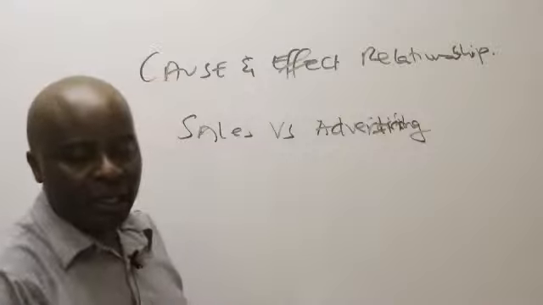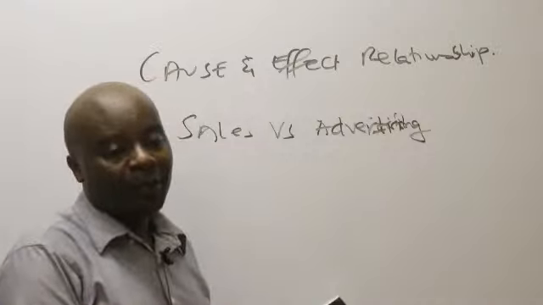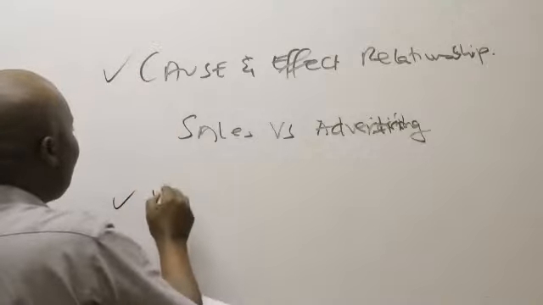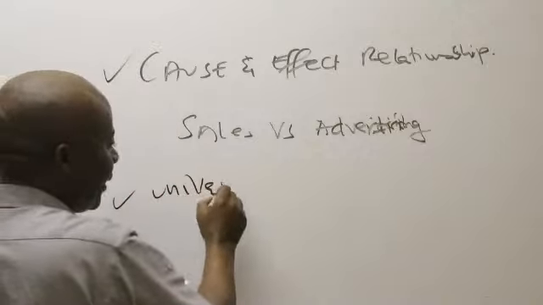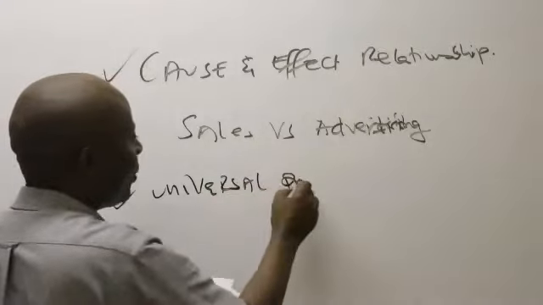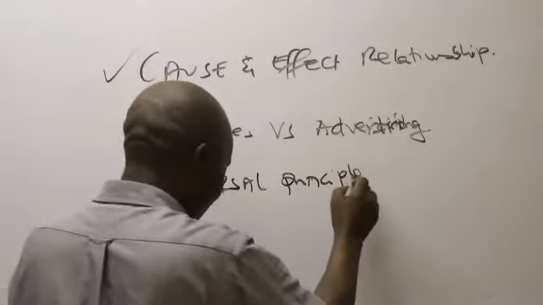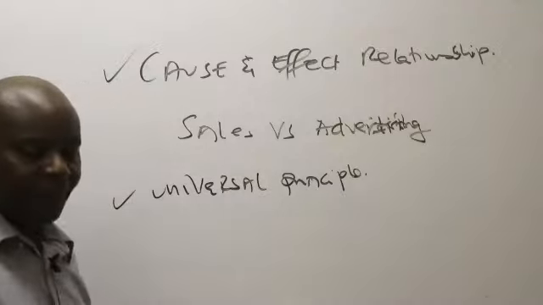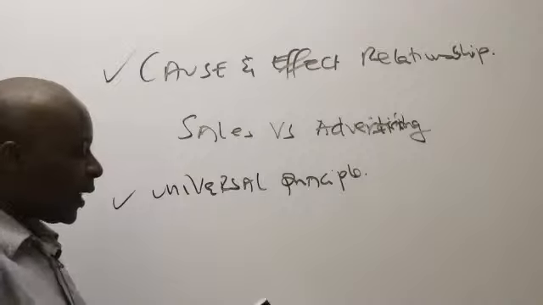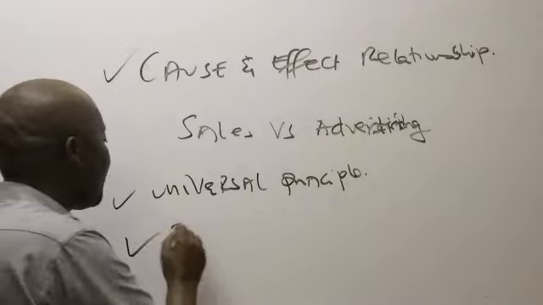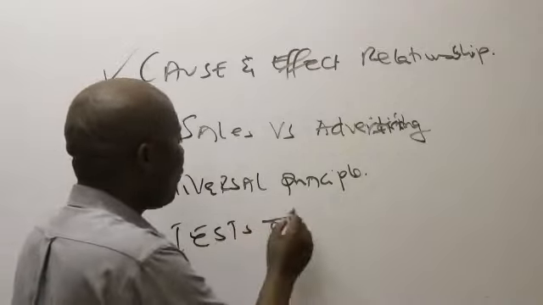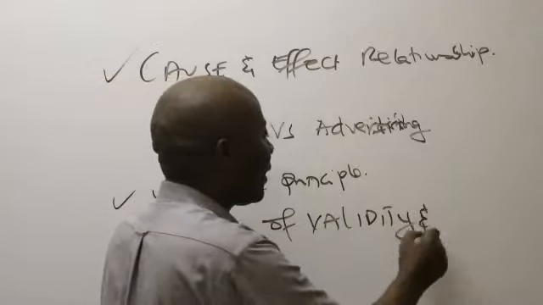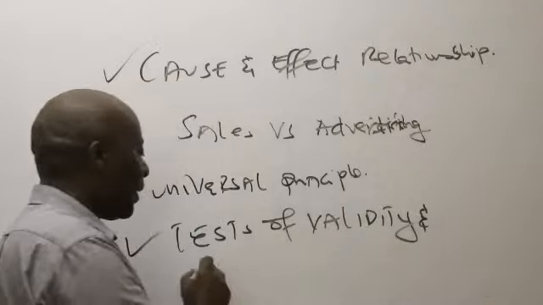So we have in this case that the principles are universal. Universal principles, this means it's a science, it can be studied. Universal principles are like that. Yes, we have tests of what here? Tests of validity, and what here? Predictability.